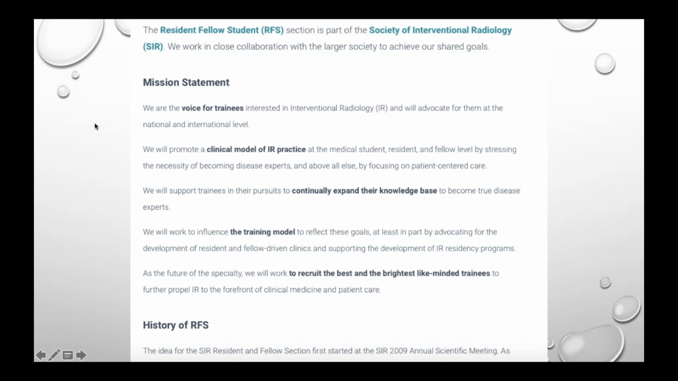But really our goal was to be the voice for you as trainees, whether you be medical students or residents, okay? And we wanted to really focus on the clinical model of interventional training, okay? Meaning focusing on patient-centered care, becoming disease experts, and continuing to expand this knowledge base. And we want to continue to change the training model. And we want to recruit the best and brightest like-minded trainees who really believe in that message of clinical medicine and patient care.